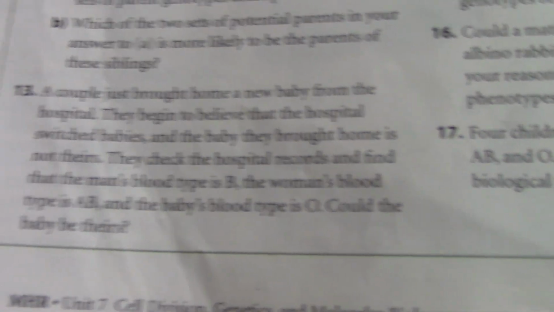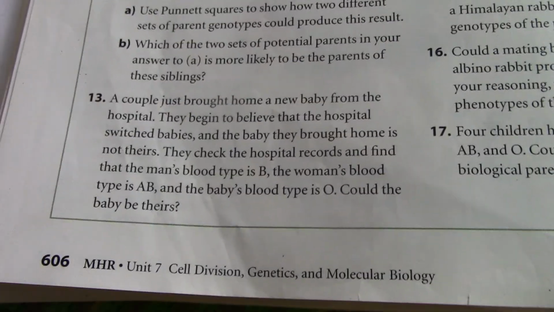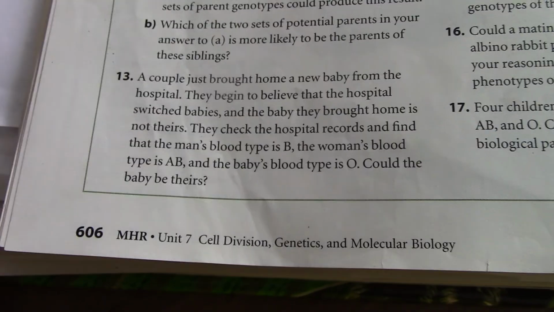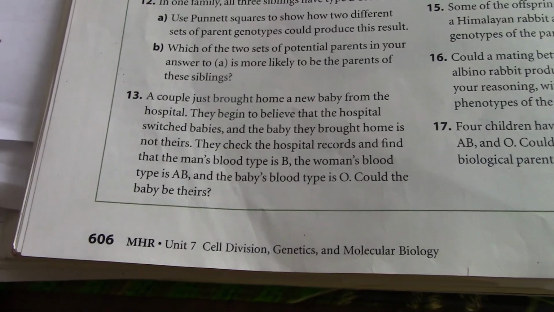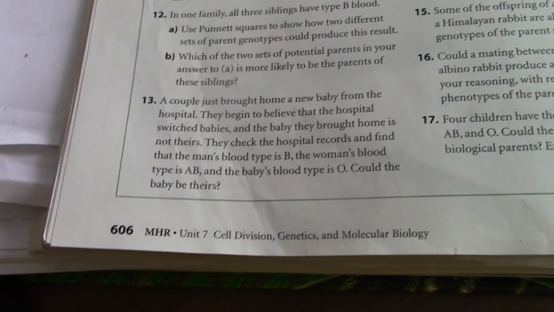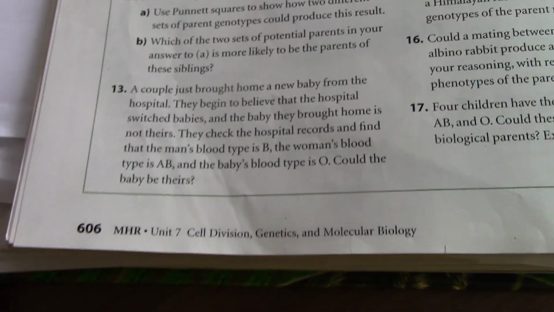It says a couple just brought home a new baby from the hospital. They begin to believe that the hospital switched babies and the baby they brought home is not theirs. They check the hospital records and find that the man's blood type is B, the woman's blood type is AB, and the baby's blood type is O. Could the baby be theirs? All right, so let's look at this. So mom is AB. So the baby is O blood type.